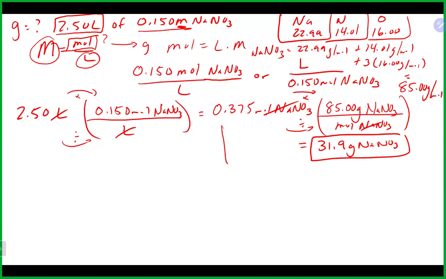So if you were going to make this solution like the lab would want you to do, you would weigh out your grams, you would add your 2.5 liters of water, you would get it all mixed together, and you will end up with a 0.15 molar solution at that point. Any questions on that there? All right, we are going to wrap it up there.